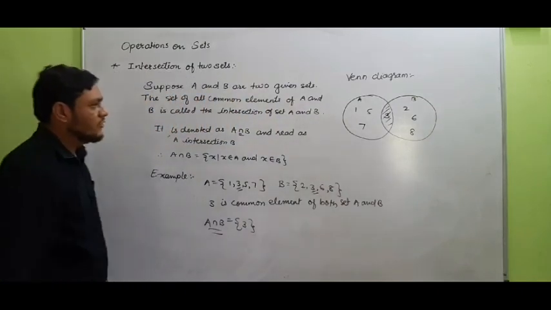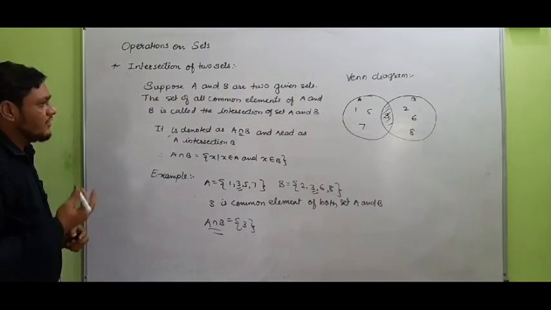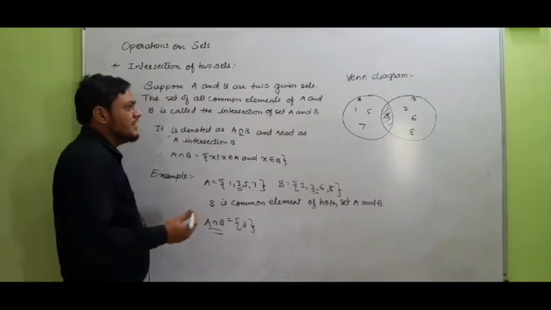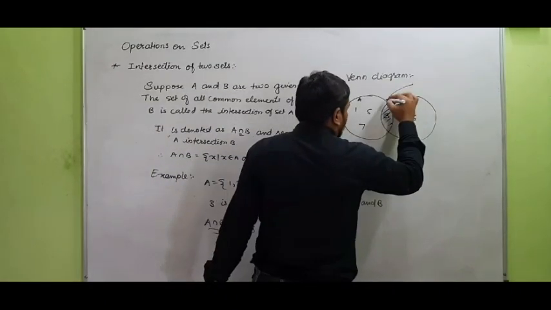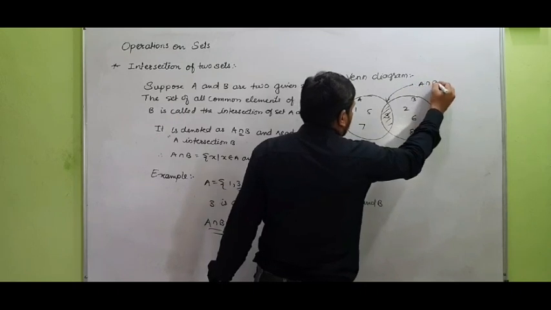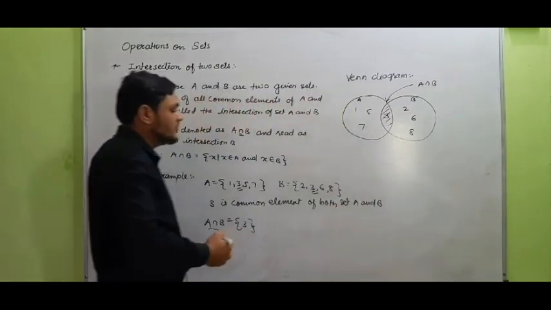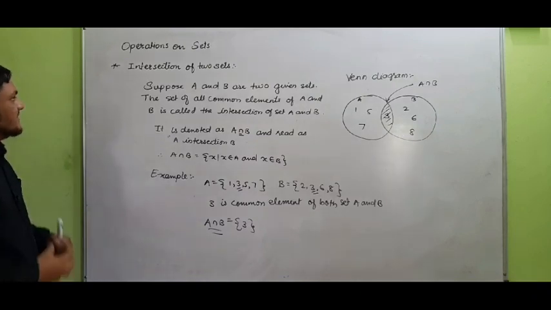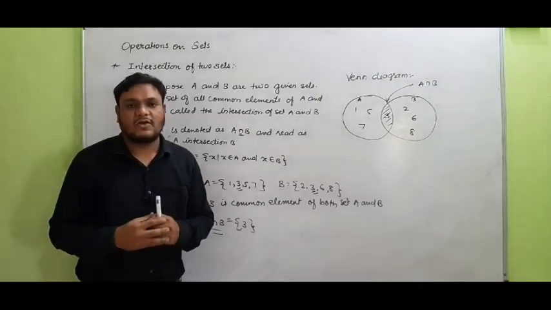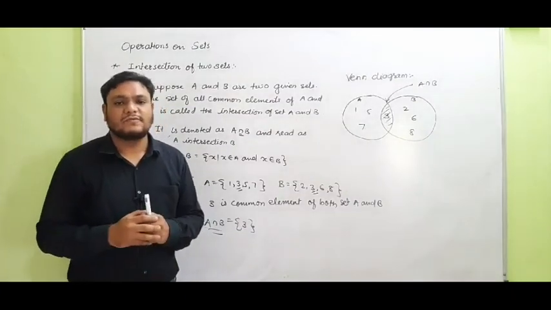Students, I have drawn the Venn diagram for A and B and shown the intersection. This part is nothing but A intersection B, because it is the intersection of both sets, which contains the element 3. In this way we can see the intersection of two sets and draw the Venn diagram for it. Now let us move towards the next topic.